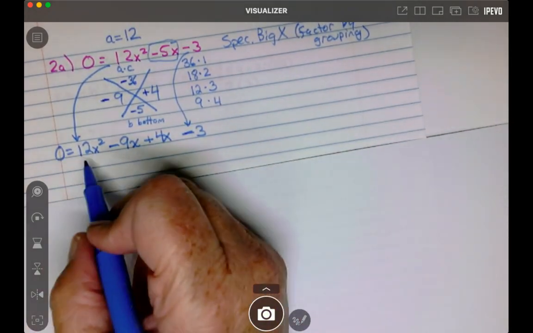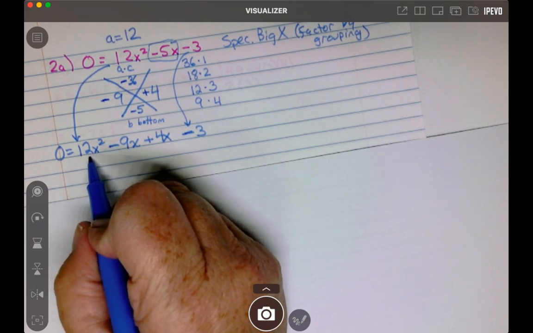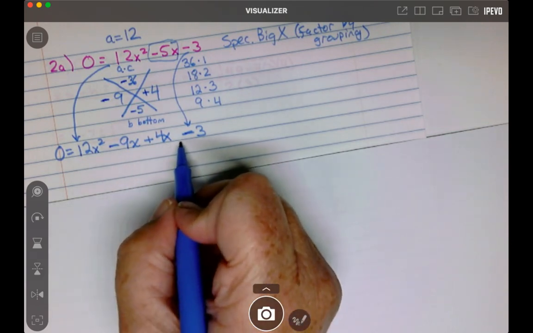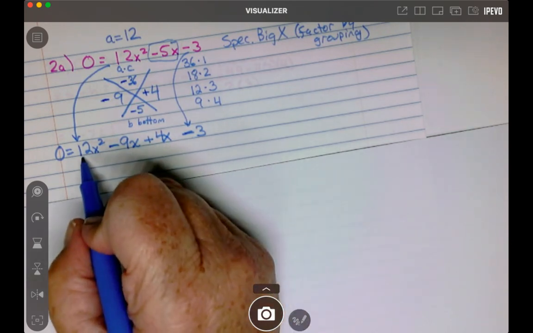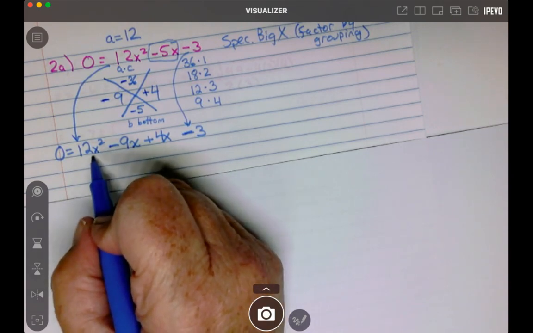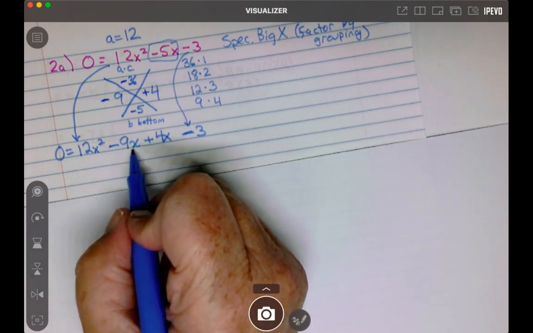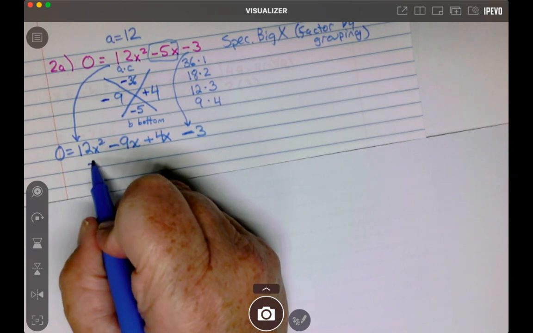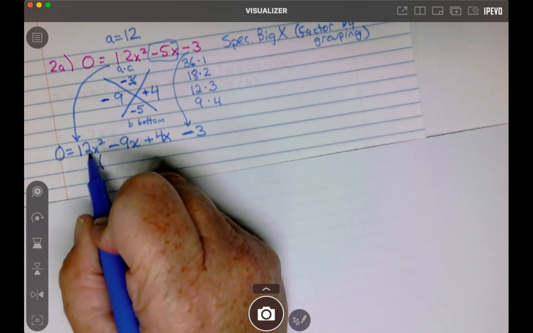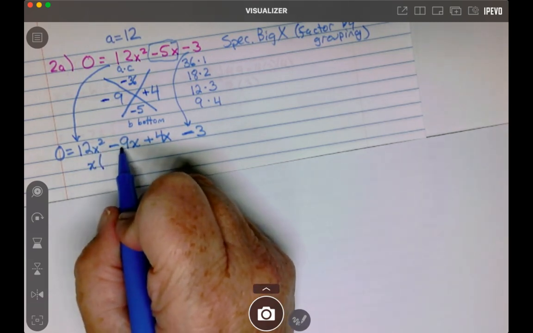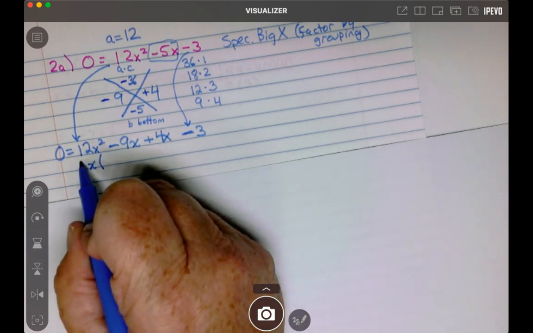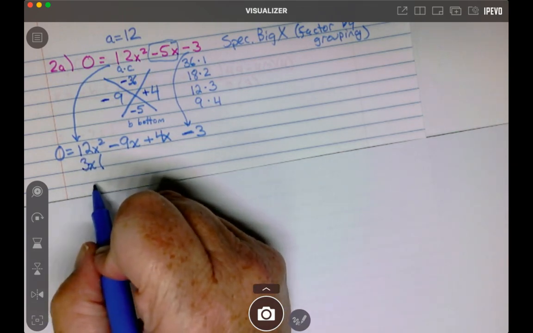Now I have to look for the greatest common factor in the first two terms and then the second two terms. I look at my greatest common factor between 12x squared and negative 9x. First thing I notice is they both have an x, so I know I could factor out an x. I notice that they also both can be divided by 3. So I factor out 3x.